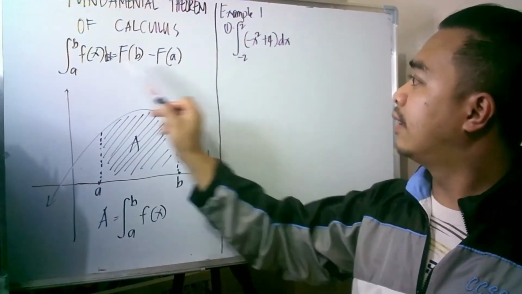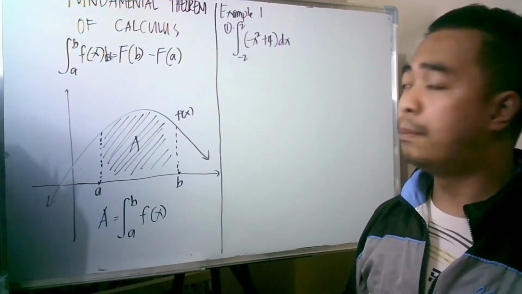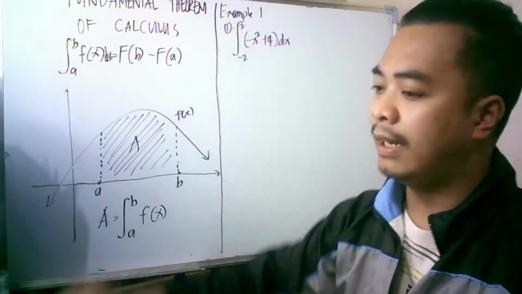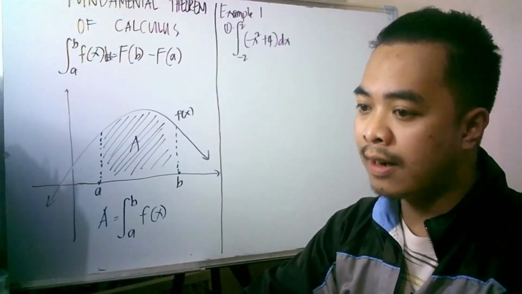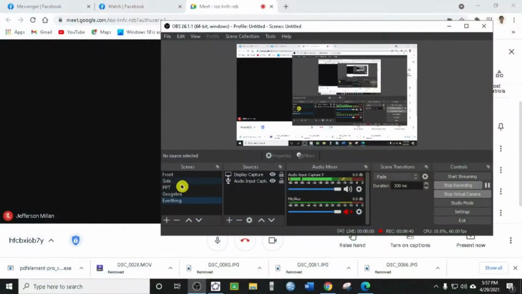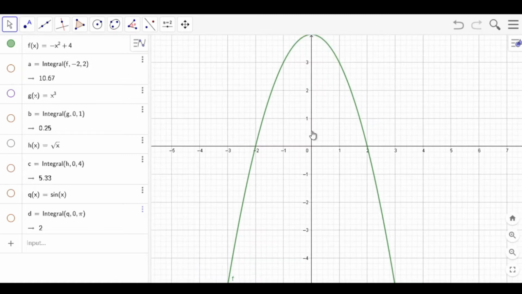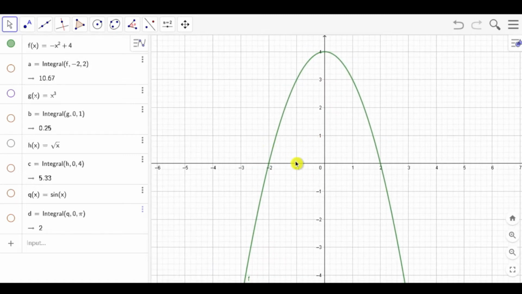F of x here, ang function natin ay negative x squared plus 4. Now, before we compute, ipakita ko sa inyo yung graph muna ng ating function. So, ito, no? Ito lang yung tignan natin. This is the function. This is function na negative x squared plus 4. Graph yun ng first na example natin. Kapag hindi nyo makita yung sinulat ko sa board, nandito sa left part. It's negative x squared plus 4.